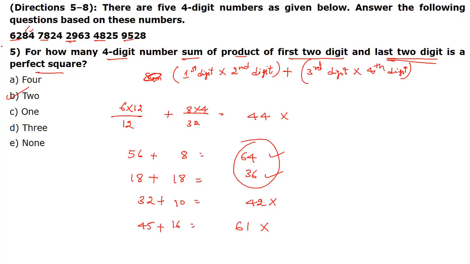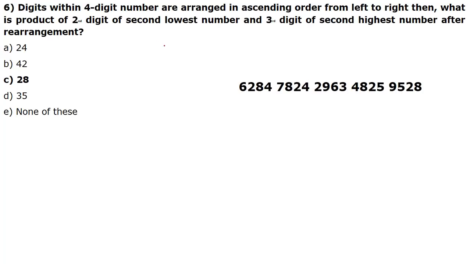Let's check out question number 2 here. The digits within 4 digit numbers are arranged in ascending order from left to right. So let us arrange it first: 2, 4, 6, 8. 2 is the lowest, 4 is after that, then 6 and 8. Therefore, when we arrange 6 2 8 4 in ascending order, that becomes 2 4 6 8.